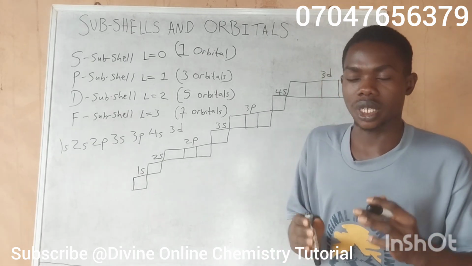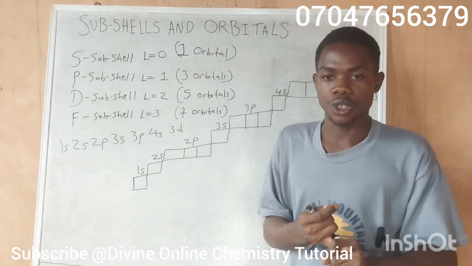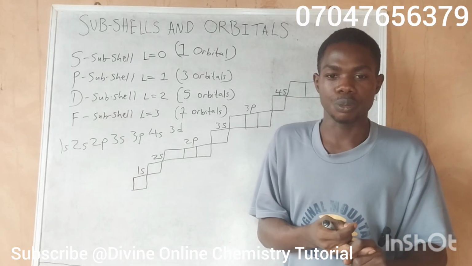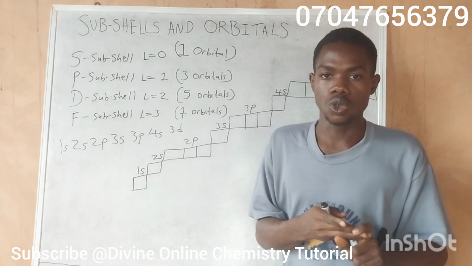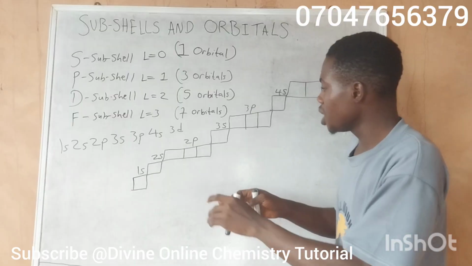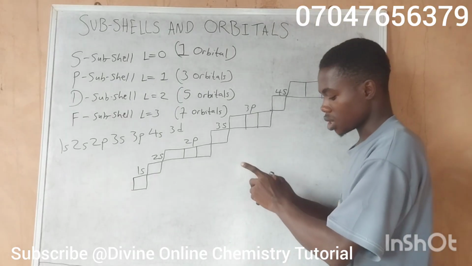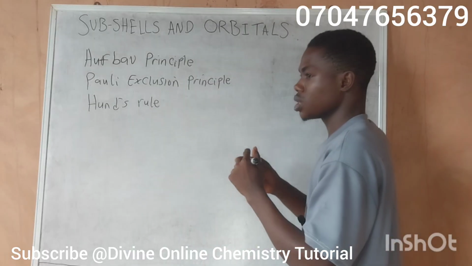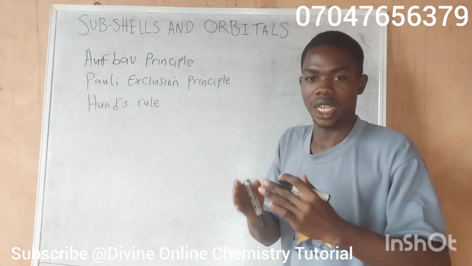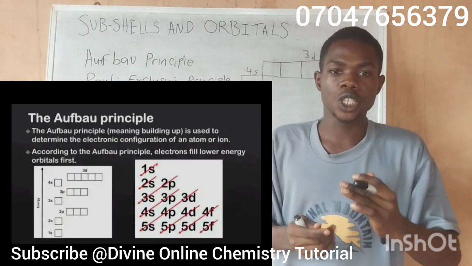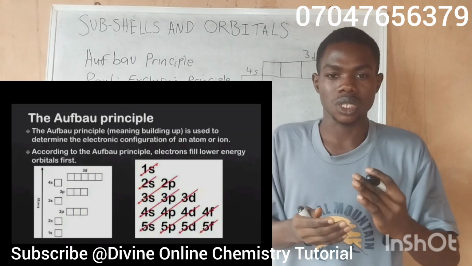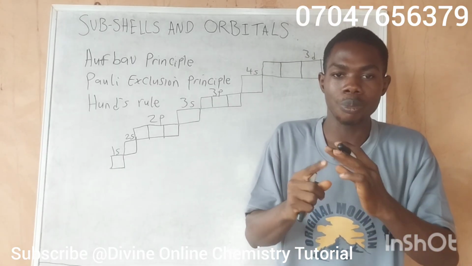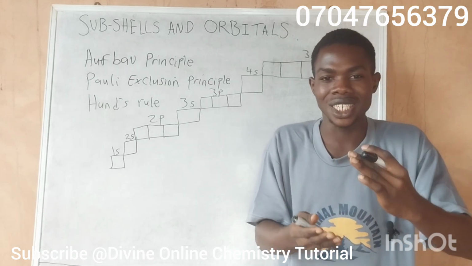The principles and rule include the Aufbau principle, the Pauli exclusion principle, and Hund's rule. So these three guide the filling of electrons in orbitals. The Aufbau principle states that when filling electrons in an orbital, you must start with the orbital with the lowest energy level.